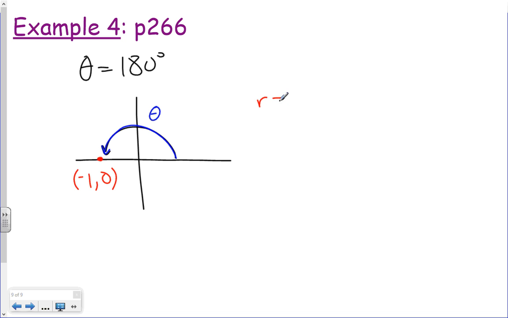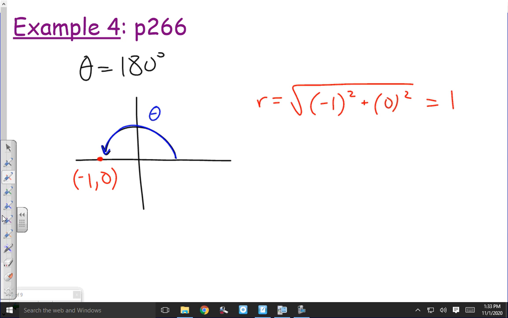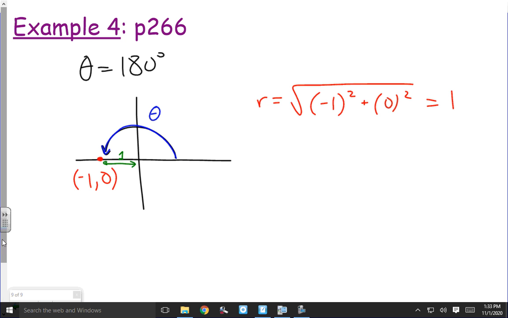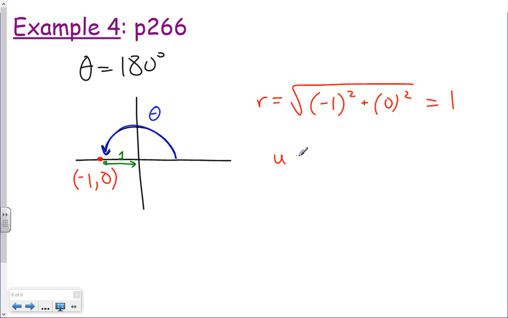And now to calculate r is simply the square root of u squared, that's negative 1 squared, plus v squared, that's 0 squared, so that's the square root of 1, that's just 1. Which should make sense, since the distance you are from the origin, if we're at the point negative 1, 0, is 1 unit. That's exactly what r is measuring. So now I've got u, v, and r. U is equal to negative 1, and v is equal to 0.